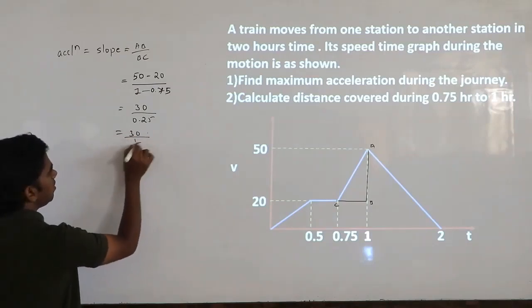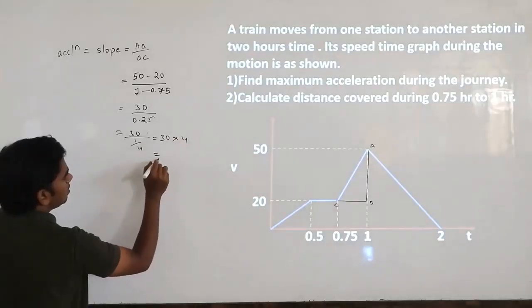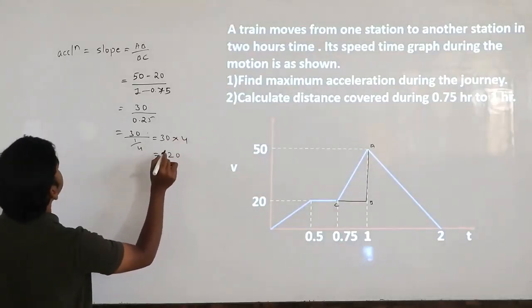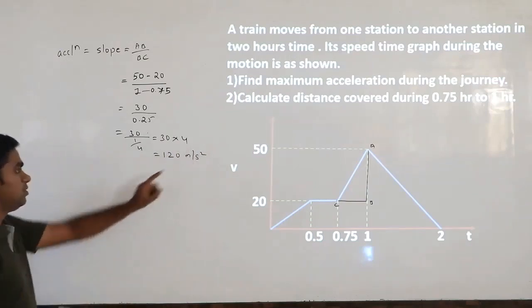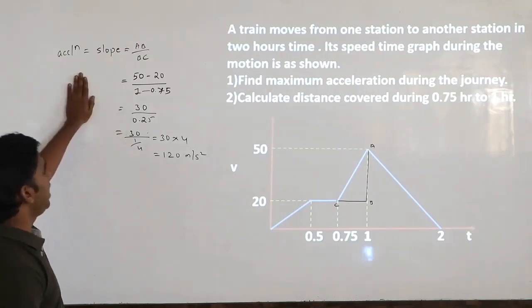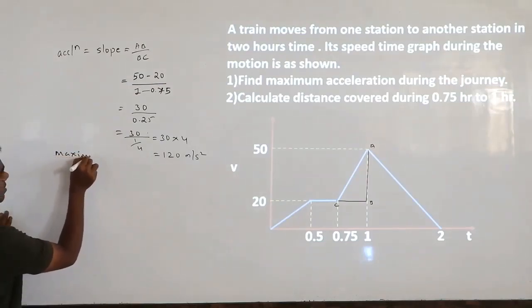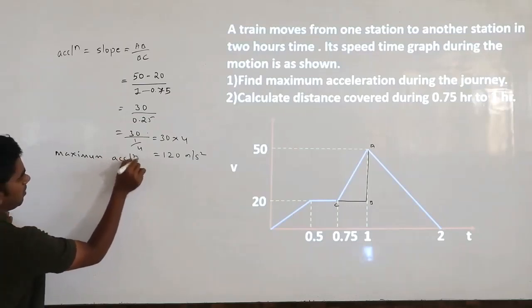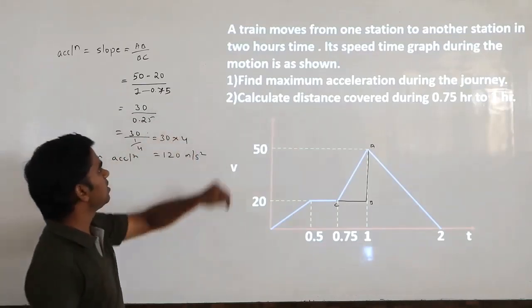So 30 divided by 1 by 4 will become 30 into 4. 30 into 4 is what? 120. So 120 meter per second square. The unit is very important. If you do something wrong with the unit, you will lose marks. So this is the acceleration, and they are asking for maximum acceleration. So maximum acceleration is 120 meter per second square. Okay, the first one is over.